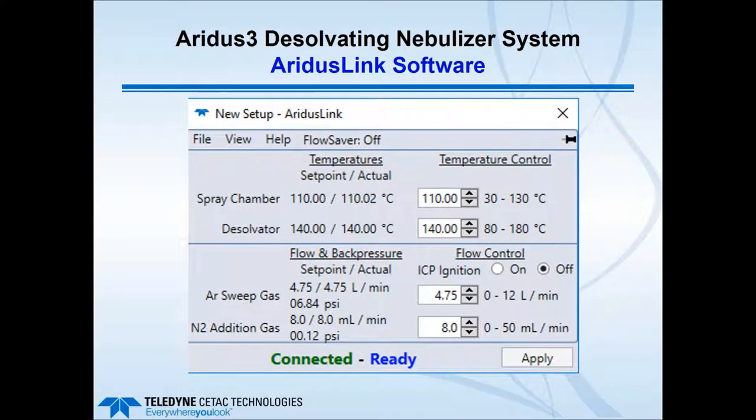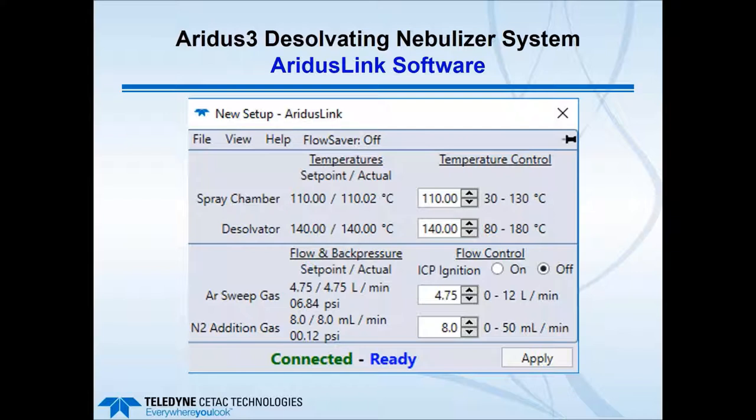So the software, and I did allude to that, and you saw the communications cable that does connect to the back of the unit. This small screen then will come up after you load up the software, and it allows you to control the temperature for the spray chamber, the membrane desolvator, and the argon sweep gas and the nitrogen addition gas flows.